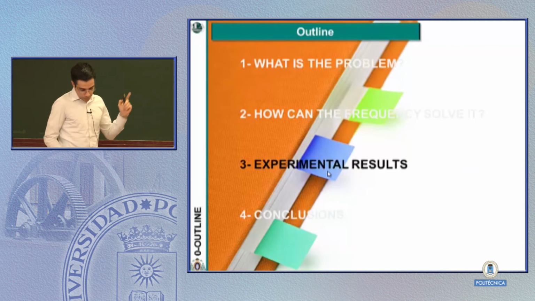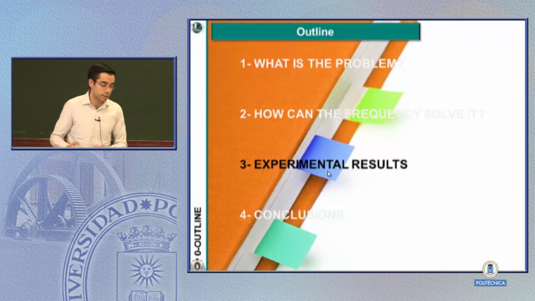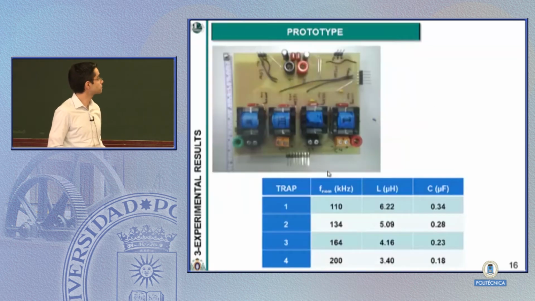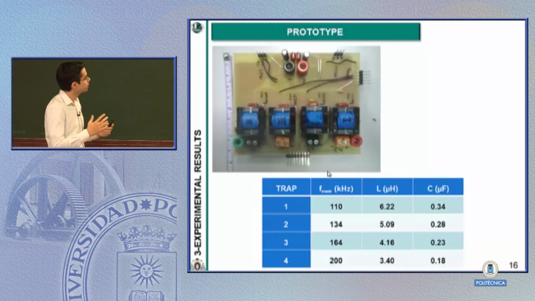Let's have a look at the experimental results, not only for proving that this works, that it may be a valid idea in certain situations, but also for explaining some maybe interesting points, or at least from my point of view, interesting points. This is the first prototype. This is the first proof of concept.